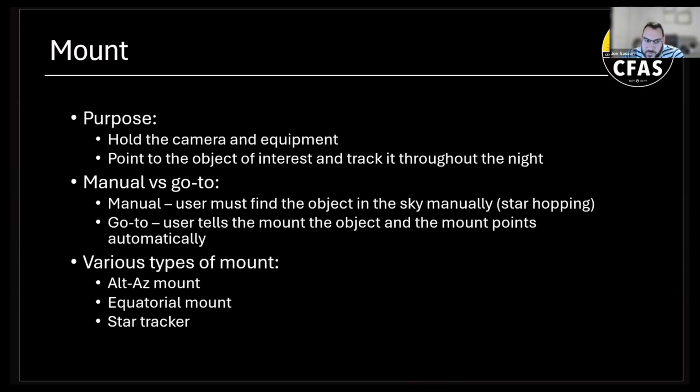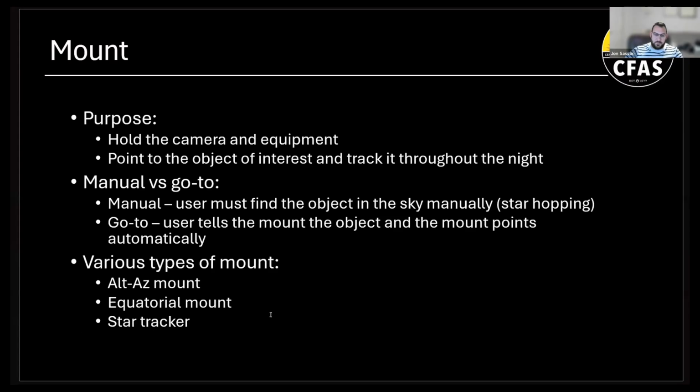So you have a couple options in mounts. You can do a manual mount where you have to find the object yourself, either by star hopping or because it's just bright enough that you can see where it is right away. Or you can have a go-to mount where you use a computer and tell it what object you want, and it will automatically point to that object and track it throughout the night. And then you have different types of mounts: an alt-az mount, or altitude-azimuth mount, equatorial mounts, or a star tracker.